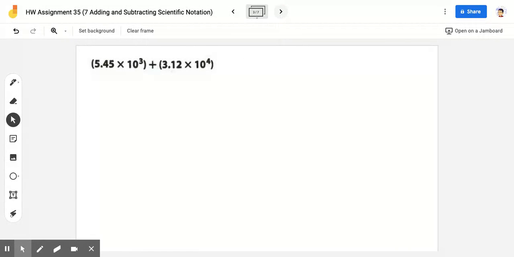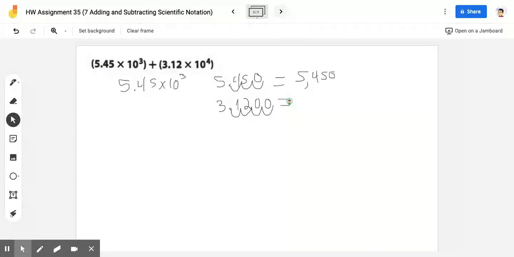All right, strategy one is going to involve us writing our numbers in standard form first and then performing our operation. So let's go ahead and do that. I have 5.45 times 10 to the third power. Let's get it to standard form. 5.45, I'm going to move over 1, 2, 3 places. Therefore, the new number is 5,450. All right, 3.12, I'm going to move it over 1, 2, 3, 4 places. My new number will be 31,200.